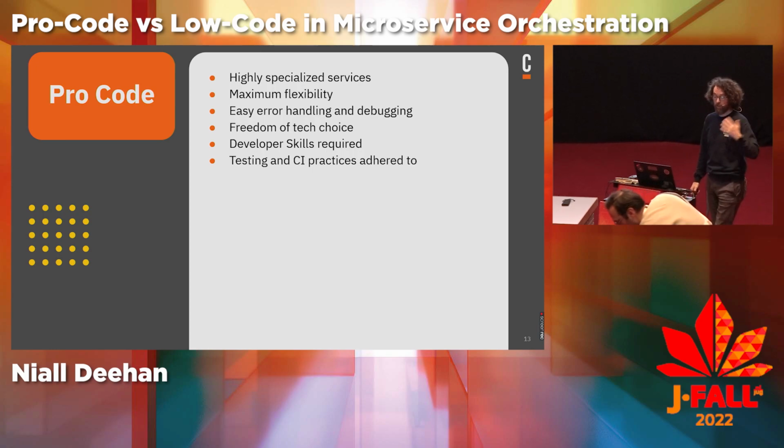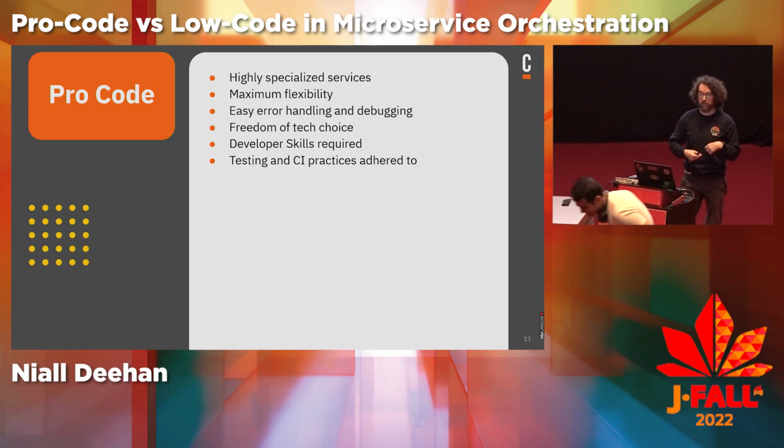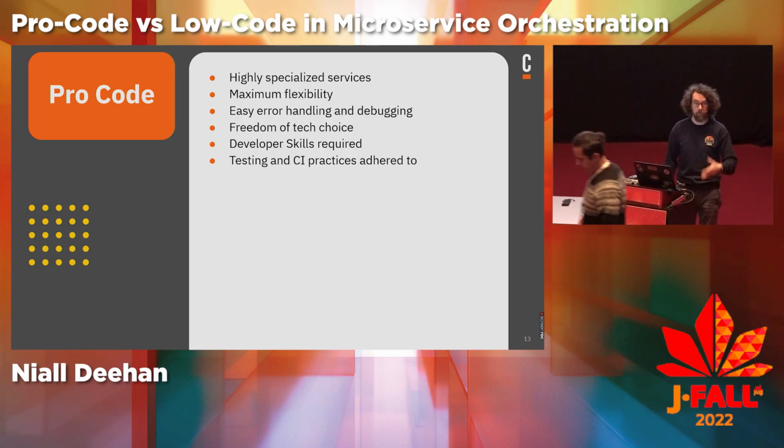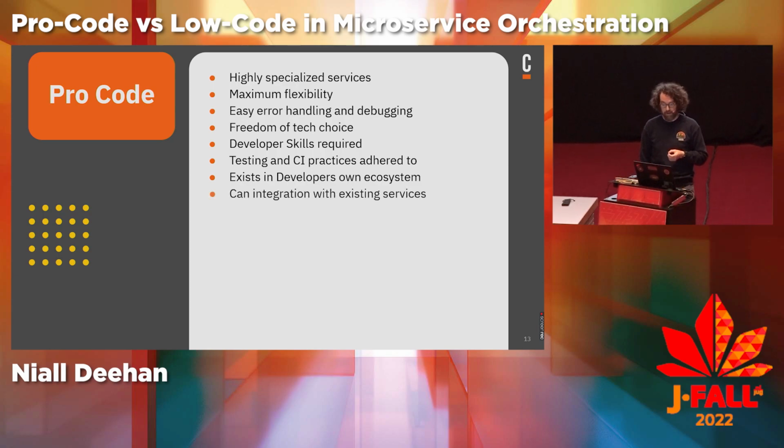Also, you can adhere to the usual practices of CI and testing because you own the source code, you own the service, so you can do exactly what you normally do, which means it can integrate really well with your services. Also, it exists in your own developer's ecosystem. If you already have these things, it's great. A very important thing that is sometimes overlooked when trying to implement low-code is that it's very easy to integrate a pro-code microservice orchestrator if you already have the services, because the flexibility it's designed to offer will often work towards that.